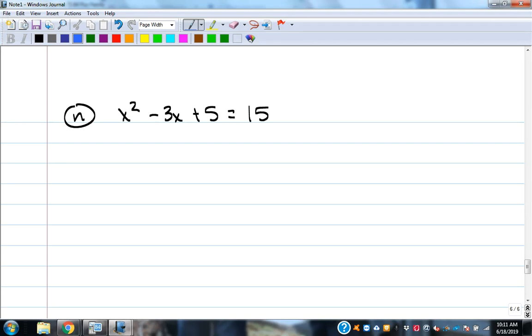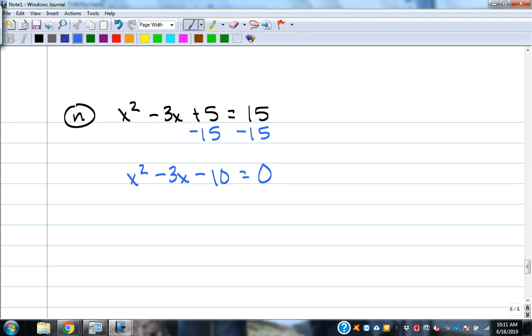Got to get it equal to 0 to either do factoring or quadratic formula. We're going to do quadratic formula because that's what we're practicing here. Okay, so I'm going to move the 15 by subtraction. X squared minus 3x minus 10. 5 minus 15 is where the minus 10 comes from. And now it's equal to 0.